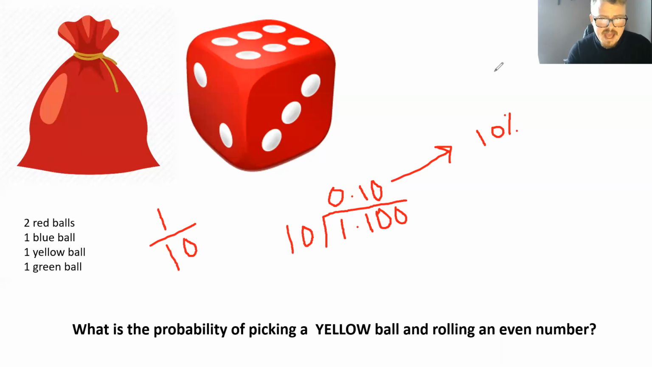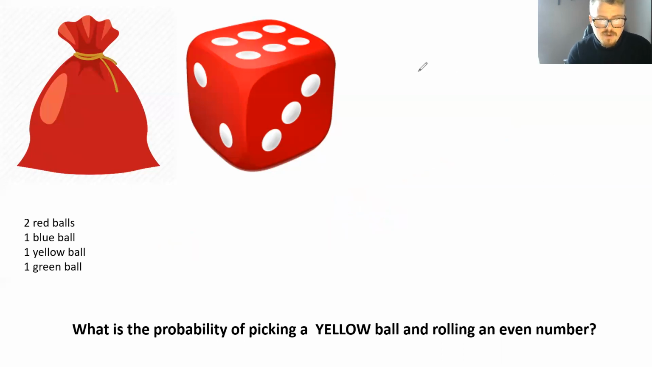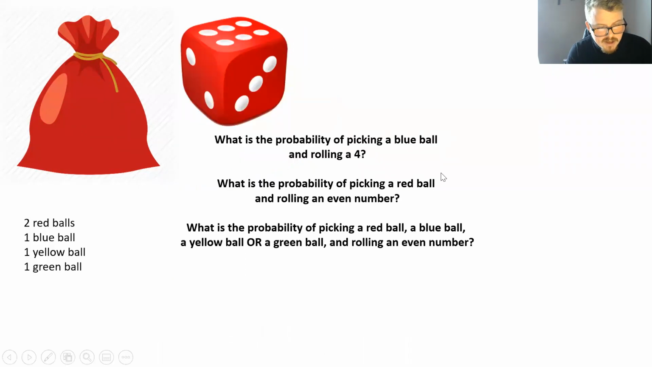But what could this man say to you to make you play? Are there any combinations which will give you a really high chance of winning the game? What about these combinations? What is the probability of picking a blue ball and rolling a 4? What is the probability of picking a red ball and rolling an even number? What is the probability of picking a red ball, a blue ball, a yellow ball, or a green ball and rolling an even number? So have a look at these questions.